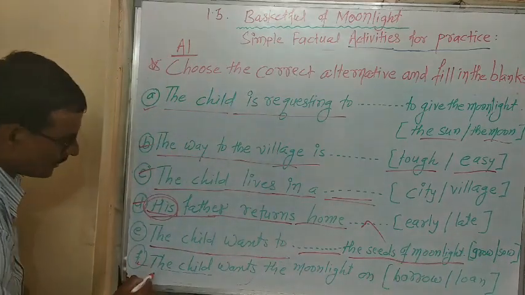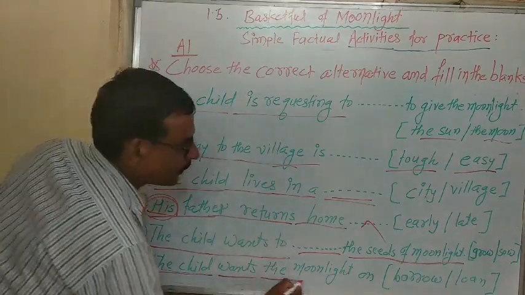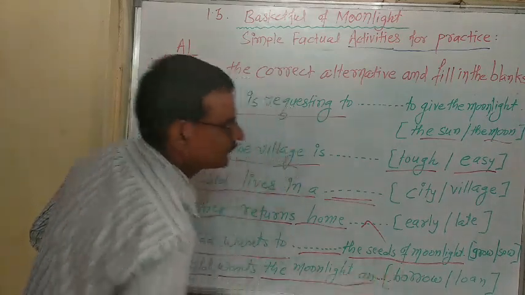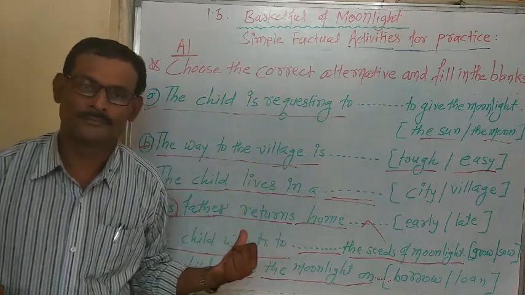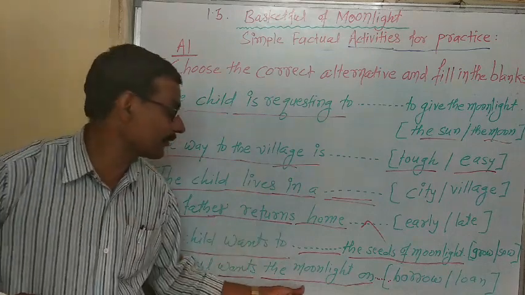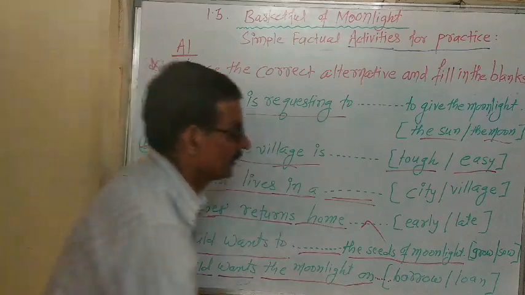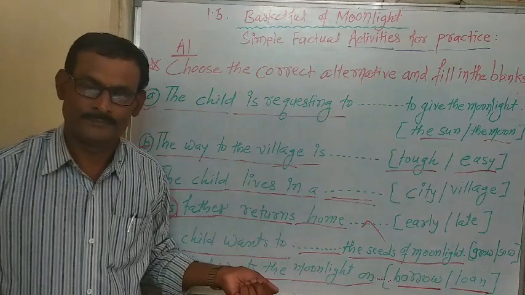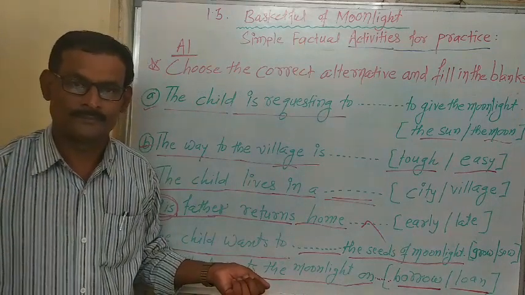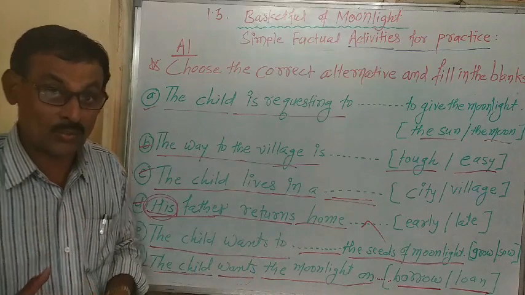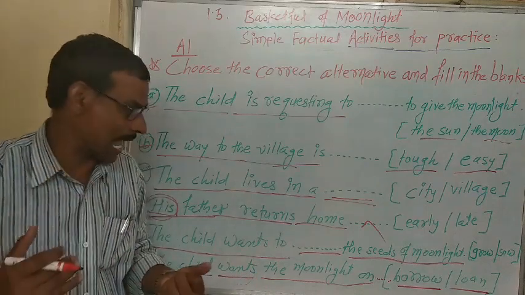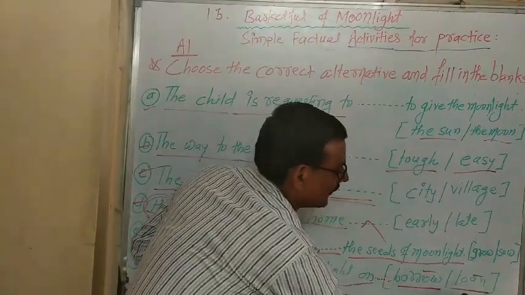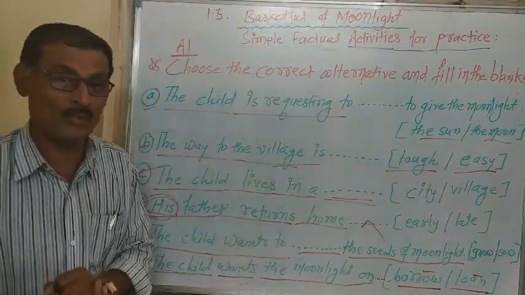Next one. Last one. The child wants the moonlight on dash dash. The options are borrow and loan. He requests the moon to give him the moonlight on loan or on borrow basis. You will decide and you will choose.